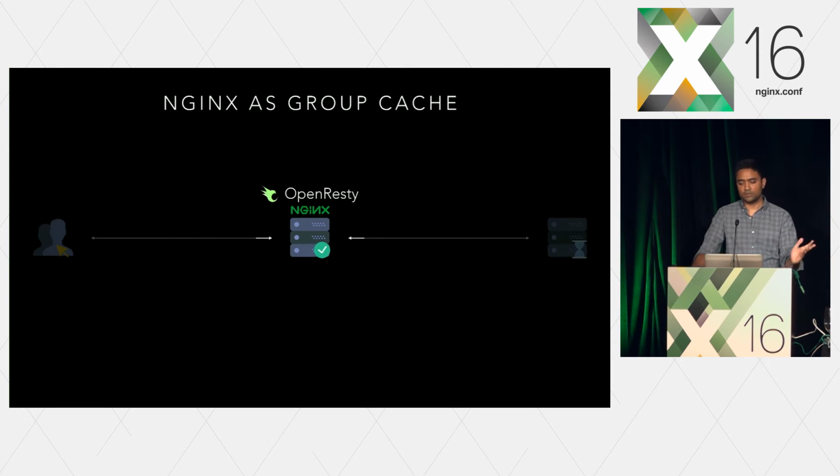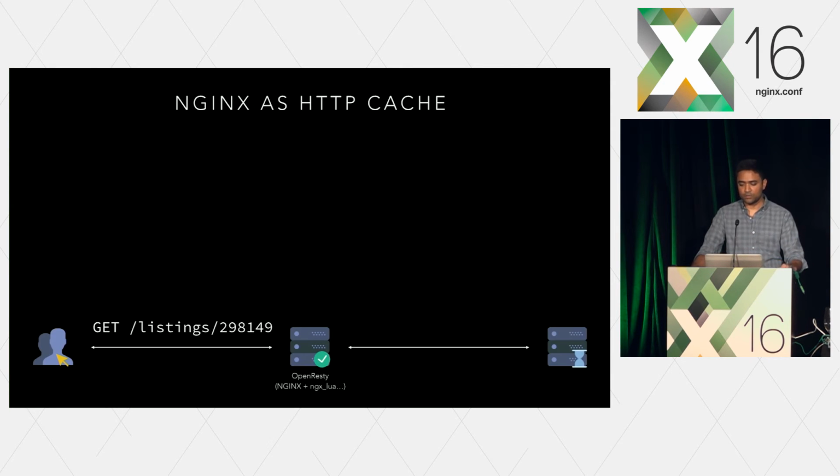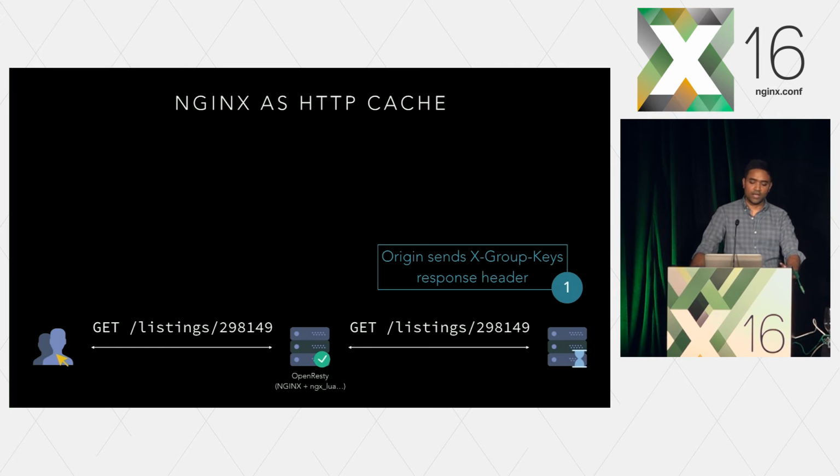So to see how we did it, let's look at a request response cycle. Say we get a request for GET listings/ID. On first request, it'll be a cache miss. It'll end up going back to origin, and the origin will add the X-Group-Keys response header, which will, as I said, be made up of the database rows that were read to make up that response.